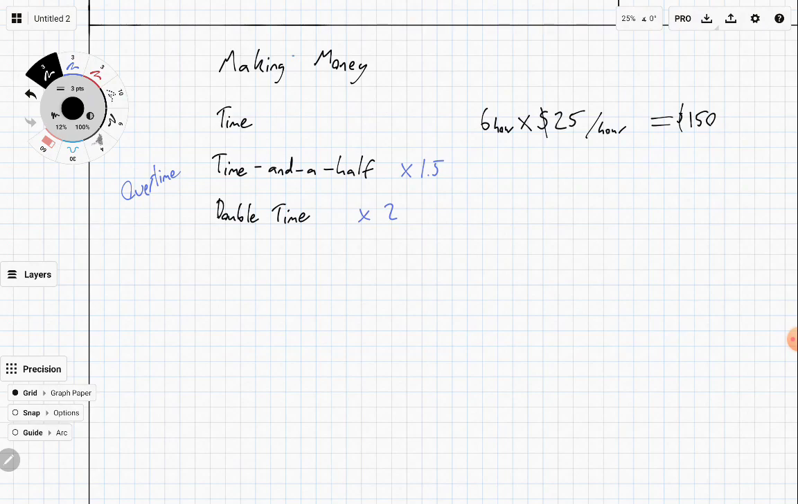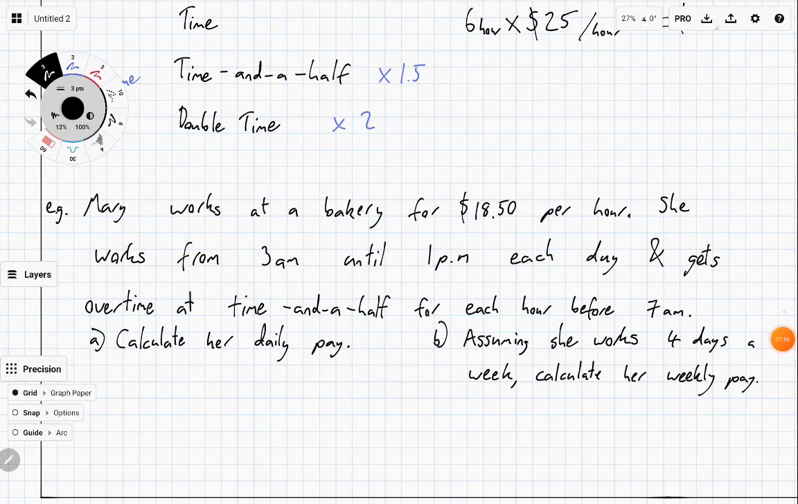So let's have a go through a few questions. Alrighty, so Mary works for a bakery for $18.50 per hour. She works from 3 a.m. until 1 p.m. each day and gets overtime at time and a half for each hour before 7 a.m. So calculate her daily pay. Alrighty, so since she's working at a bakery for that, $18.50 per hour, so that's the rate she's working at.